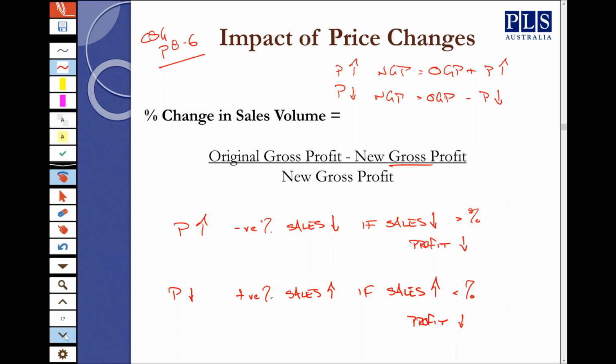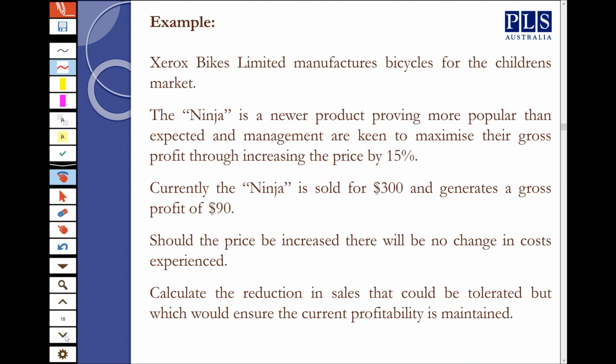From an example perspective, I've got Xerox Bikes manufacturing bicycles. The Ninja is a new product proving more popular than expected, and management are keen to maximize their gross profit through increasing the price by 15%. Currently, the Ninja is sold for $300 and generates a gross profit of $90. Should the price be increased, there'll be no change in cost experience. Now, that is the underlying assumption of this formula. Guys, this formula only holds if we make that assumption. So you'll find that embedded into the Institute's wording.